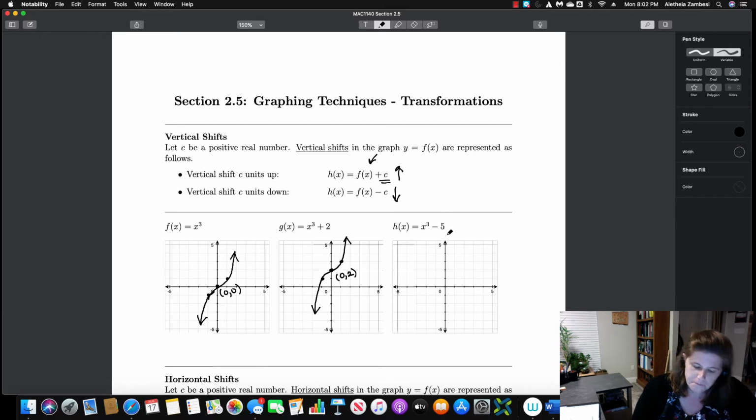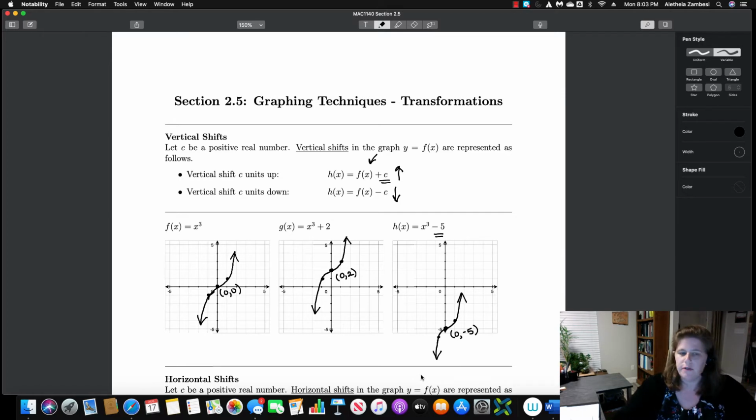Similarly, if we're taking x cubed and subtracting 5, we're pushing it down 5 units. So the new reference point is the point 0, negative 5, and we have the same basic shape. So this is our cubic function, moved down 5 units.